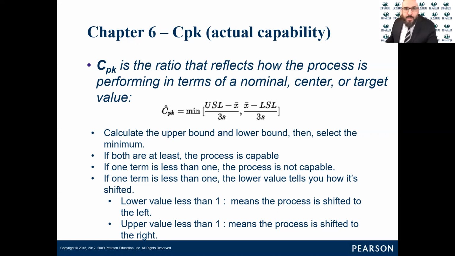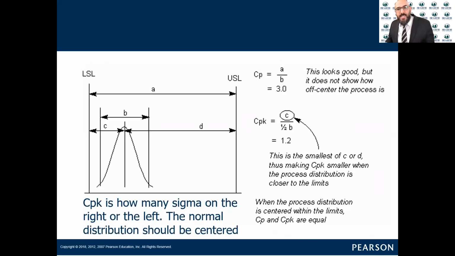We need both of them. Both of them should be at least 1. If both of them are at least 1, then the process is capable. So the target that we're targeting is 1. Let's take a look at the chart.